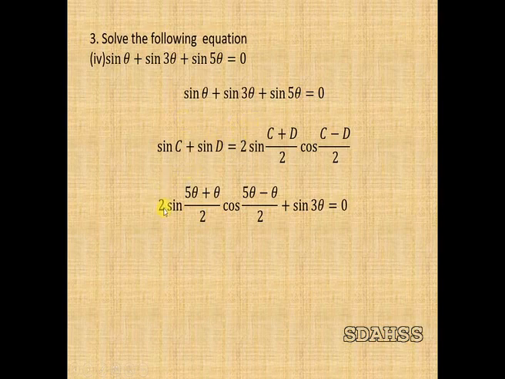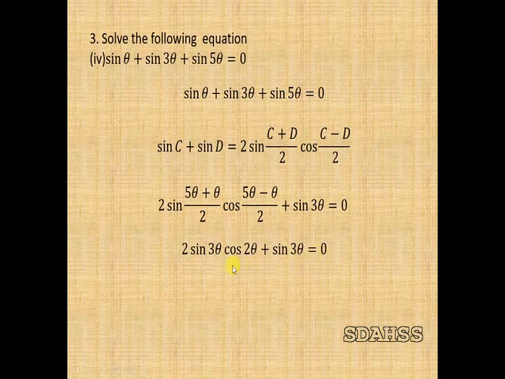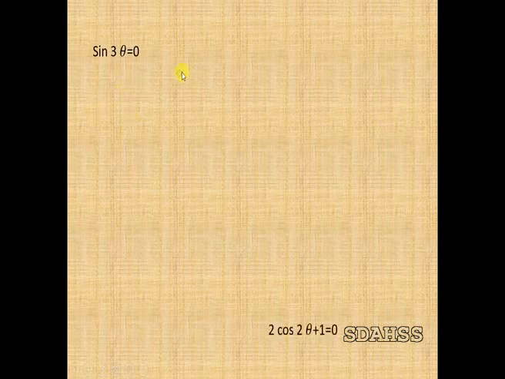So this can be written as 2 sin (5 theta plus theta) divided by 2 into cos (5 theta minus theta) divided by 2, plus keep sin 3 theta as it is, equal to 0. That is 2 sin 6 theta by 2, which is 3 theta, into cos 4 theta by 2, which is 2 theta, plus sin 3 theta is equal to 0. Here sin 3 theta is common, so take it outside. So you have sin 3 theta into (2 cos 2 theta plus 1) is equal to 0. So the first factor sin 3 theta is equal to 0 and the second factor 2 cos 2 theta plus 1 is equal to 0.